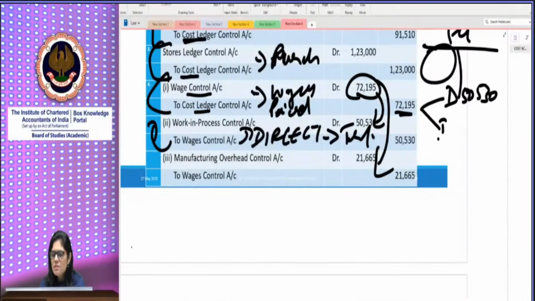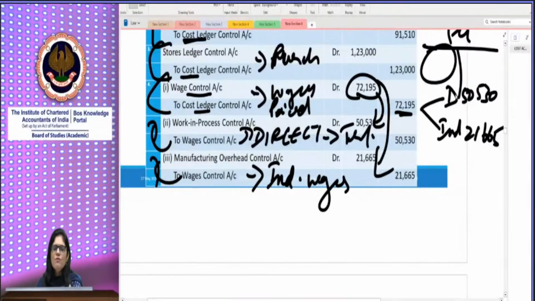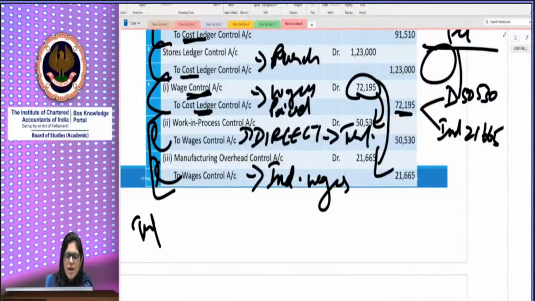So direct is 50,530, I suppose, and indirect is 21,665. So direct will go to WIP and indirect will go to manufacturing overhead, indirect wages. Clear? So first we have incurred the wages. How do we incur the wages? We have incurred the expense through cost ledger. Then these two entries are transfer entries. Direct wages are transferred to WIP and indirect wages to manufacturing overhead control account. Clear? So I hope it is clear.